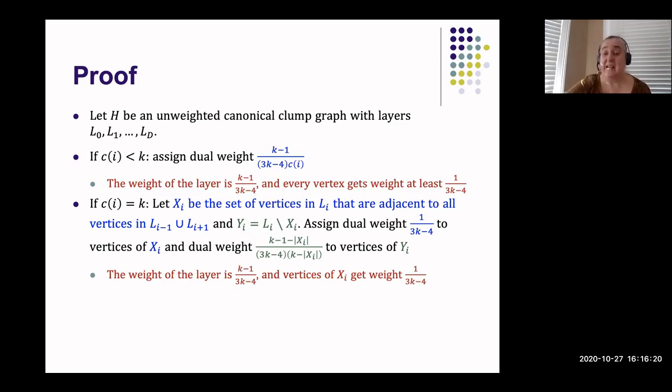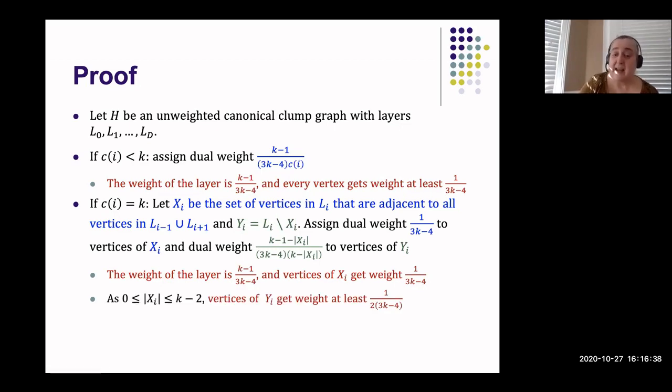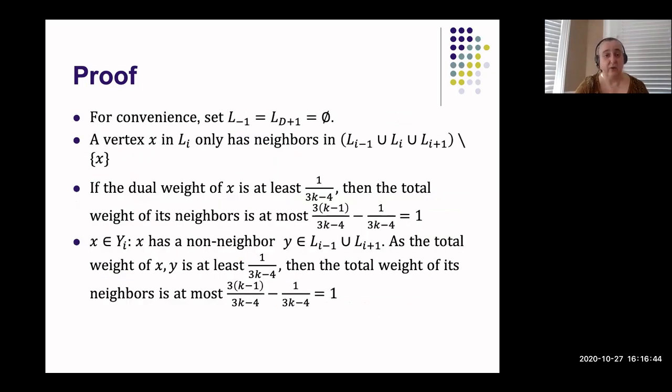Vertices in Xi get weight 1 over (3k minus 4). Not everybody belongs to Xi because the column has all the colors, and some of the colors must repeat on the 2 sides. So I'm dividing by a non-zero quantity here. And vertices of Yi get weight at least half of this much. So why is this good? This was supposed to move, something got messed up, sorry.